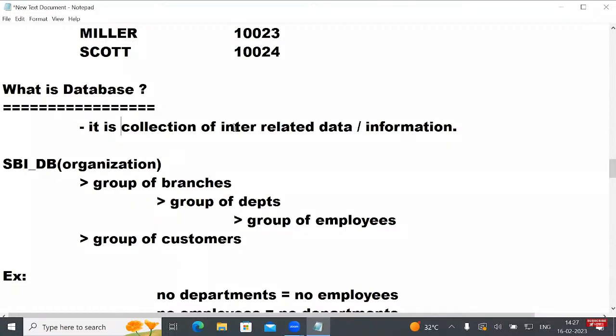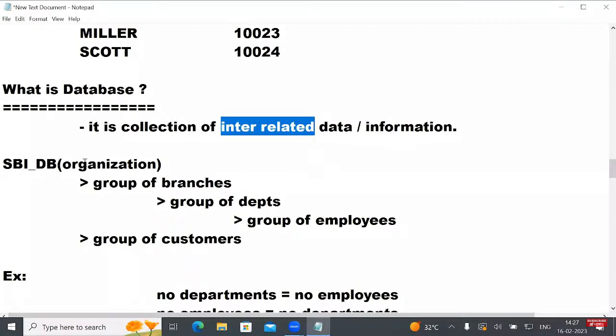So data related to one particular organization or business is stored in one specific database. If I create a database for my business, only that business's information can be kept and stored. That is what we call interrelated.